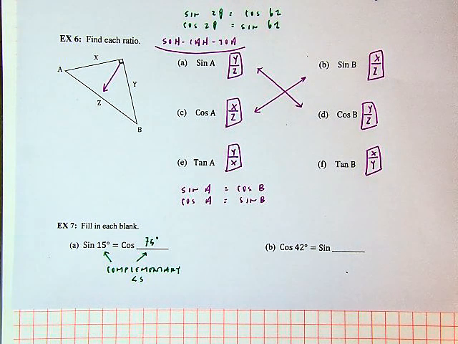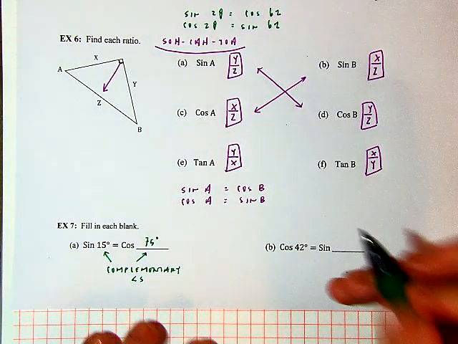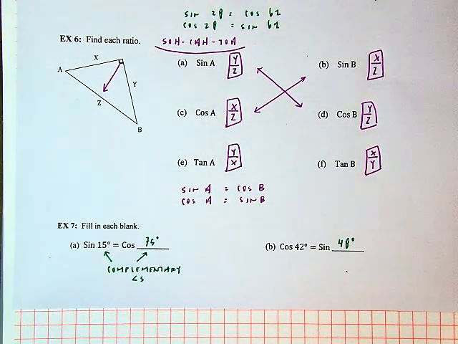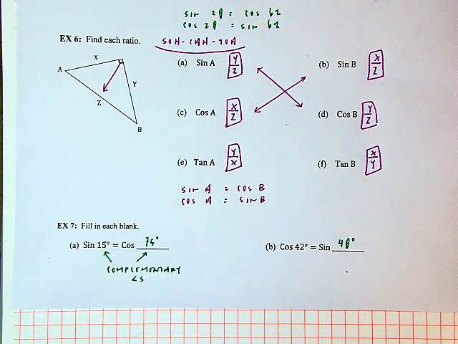All right, so then looking over here, cosine 42 equals sine blank. I'm just looking for the complement of 42. And the complement of 42 would be 48. Okay, so cosine 42 will be equivalent to sine 48.